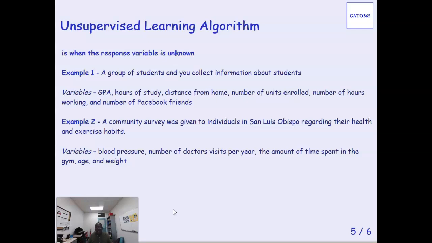Or you're conducting a community survey in San Luis Obispo regarding health and exercise habits. You collect blood pressure, number of doctor's visits per year, number of times they've been to the gym, age, height, weight, all these other variables. And again, you don't know what is of interest, but you want to understand the data anyway. So this is when you would want to use an unsupervised learning algorithm. Again, we're not going to do this in this class.